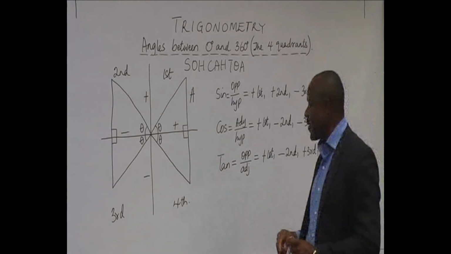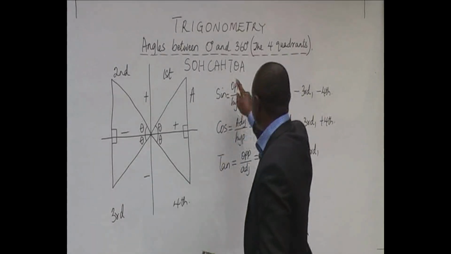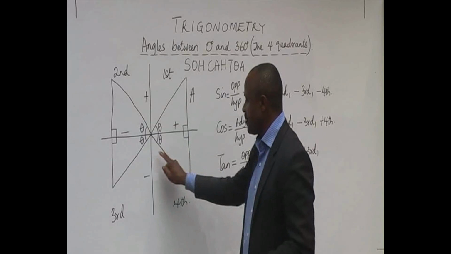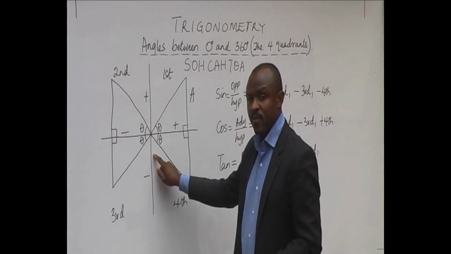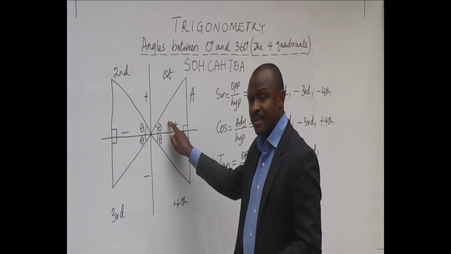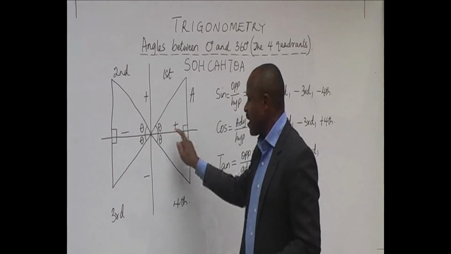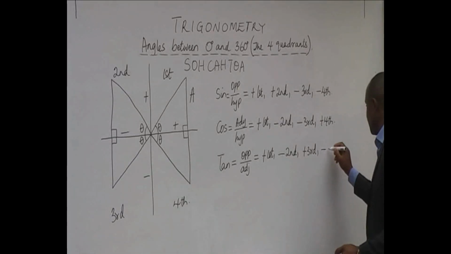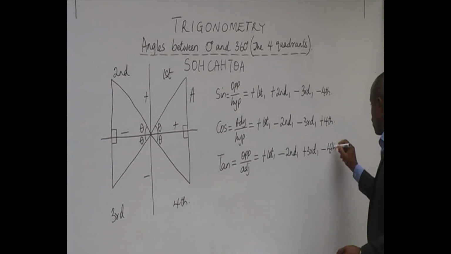The last now is the tangent. Tangent is opposite over adjacent. Opposite, the negative side of the y-axis, over adjacent, the positive side of the x-axis. Negative dividing positive will give you negative. That means tangent is negative in the fourth quadrant.